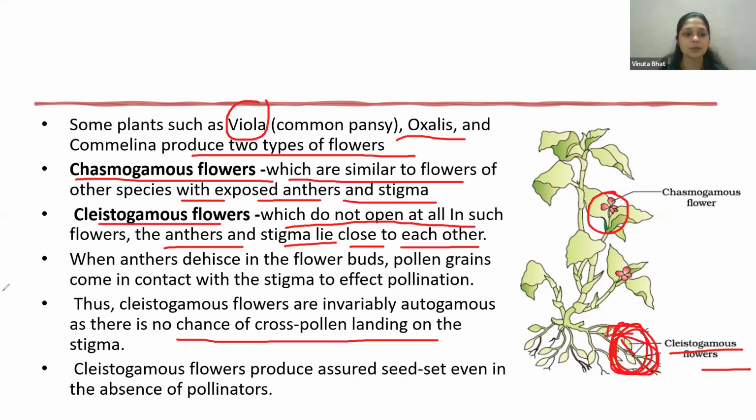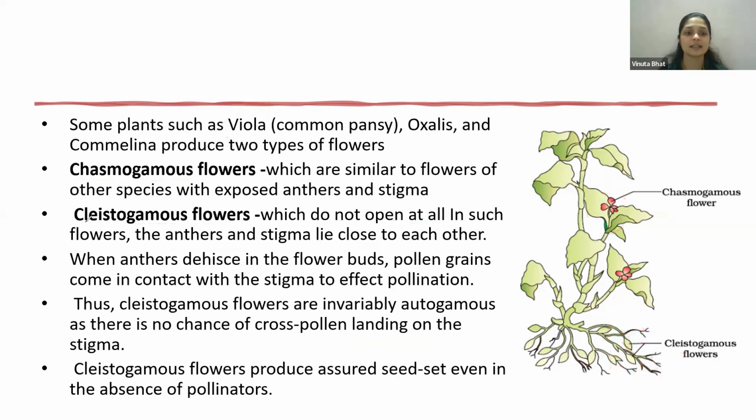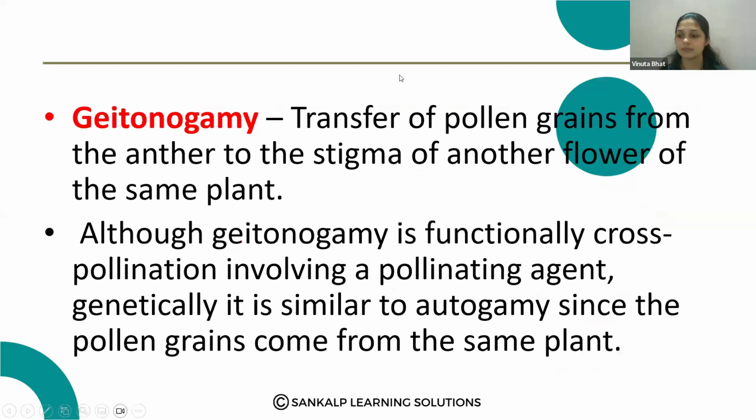Okay, so please know the meaning of chasmogamous flowers and clistogamous flowers. And what happens in the clistogamous flowers and the chasmogamous flowers? Next one, geitonogamy.